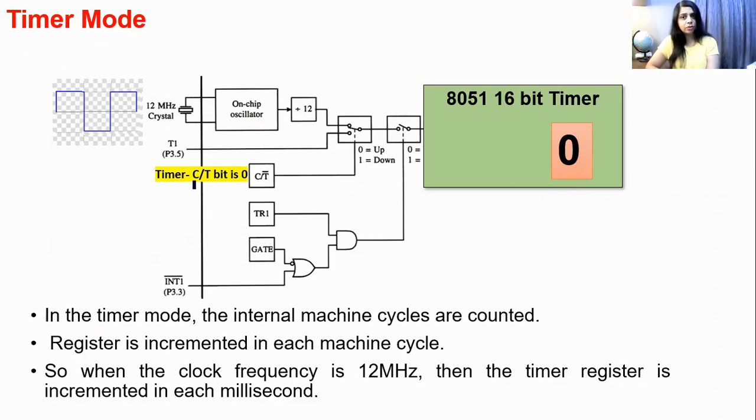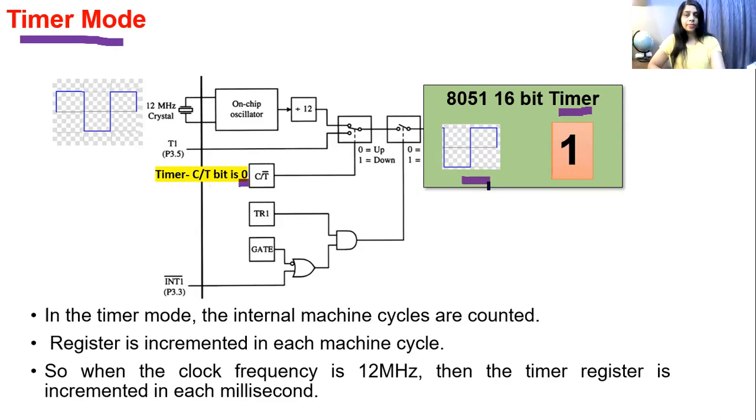When C/T bit is 0, then it enters into timer mode. When it is in timer mode, what happens? This crystal oscillator clock gets into the timer, and when it receives the first clock pulse, the count will increment by 1. Then on the next clock pulse, it will again increment by 1. Third clock pulse, it will increment by 1. So after every clock pulse, the timer or counter will increment by 1. This is the operation of any timer counter.